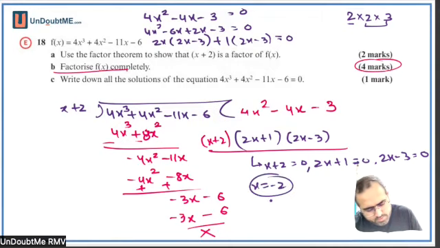X is minus 2. X is minus 1 by 2. And x is 3 by 2.